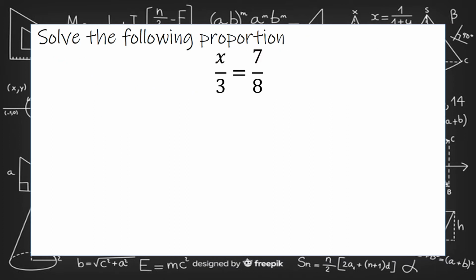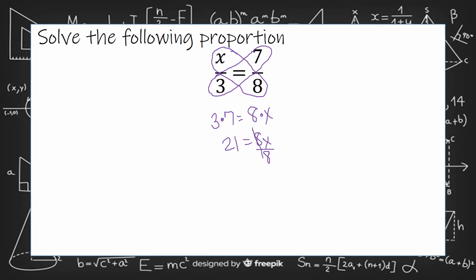Solve the following proportion. X over 3 equals 7 over 8. So we're going to do cross multiplication and do 3 times 7, and then do cross multiplication the other way, 8 times x. 3 times 7 gives me 21. 8 times x is 8x.